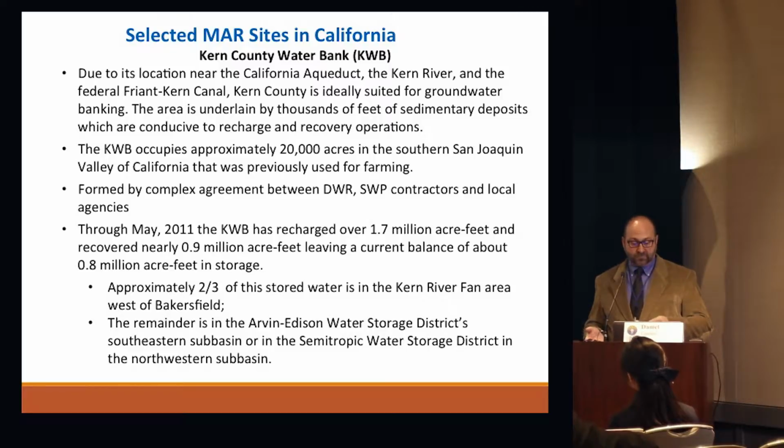And so they got together. There's a complex agreement to fallow a lot of this land, or take it out of agricultural hands, with the promise of using it as a water source. The Department of Water Resources and the State Water Project contractors got together. They hammered out something I think was called the Monterey Agreement, and they formed this complex water bank. They said they've recovered about 0.9 million acre feet. That's as of 2011, probably a lot more now.